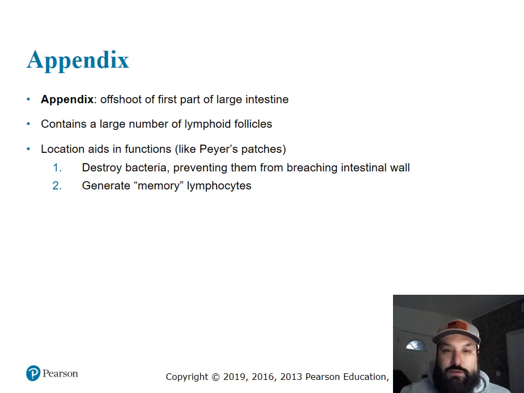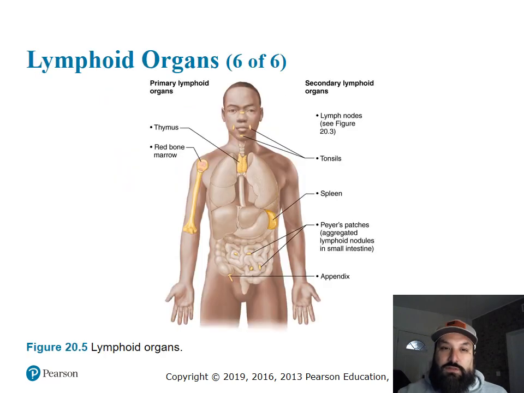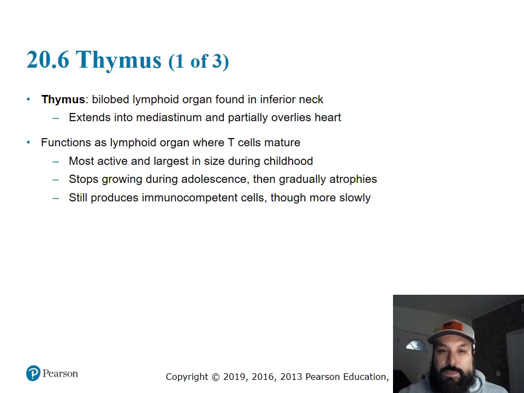Okay, the appendix, right? Here's our large intestine, a small piece of tissue of our large intestine. It has a ton of lymphoid follicles, right? It aids in destroying bacteria. But here are our memory lymphocytes. It memorizes, again, as I mentioned, the function there, right? Again, going back to our figure, here's what we see, right? Lymphoid organs, primary and secondary. We're on the secondary, right? Secondary.